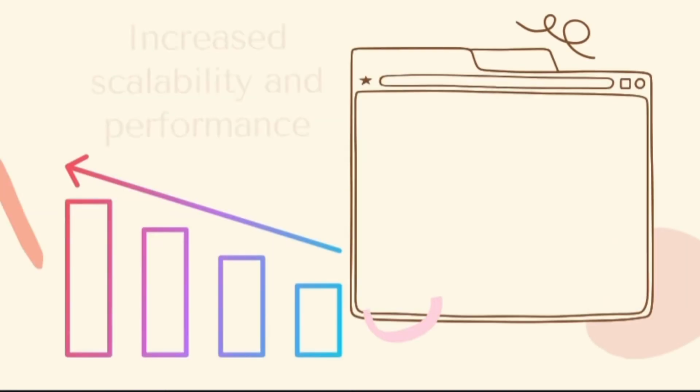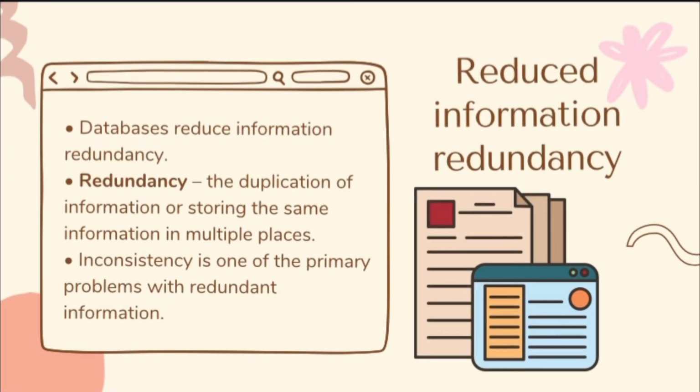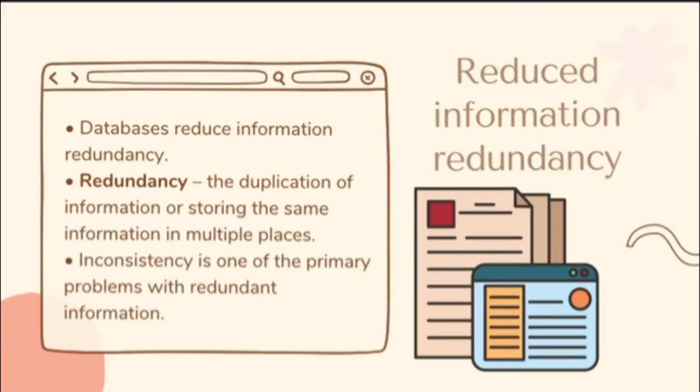The next advantage of relational database model is it can increase scalability and performance. A database must scale to meet increased demand while maintaining acceptable performance levels. Scalability refers to how well a system can adapt to increased demands. Performance measures how quickly a system performs a certain process or transaction. Furthermore, a relational database model can reduce information redundancy. Redundancy is the duplication of information, or storing the same information in multiple places. Inconsistency is one of the primary problems with redundant information.